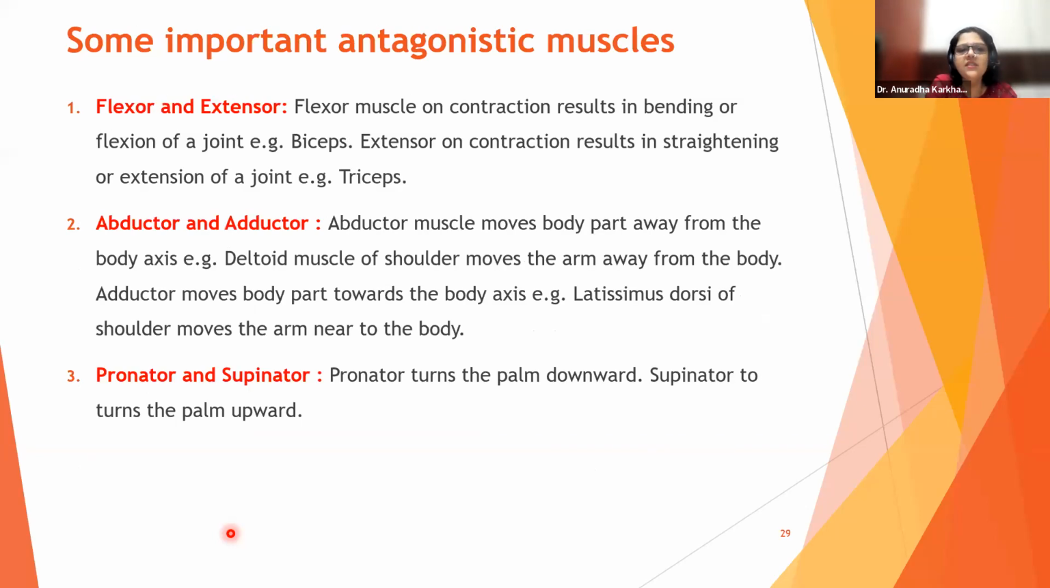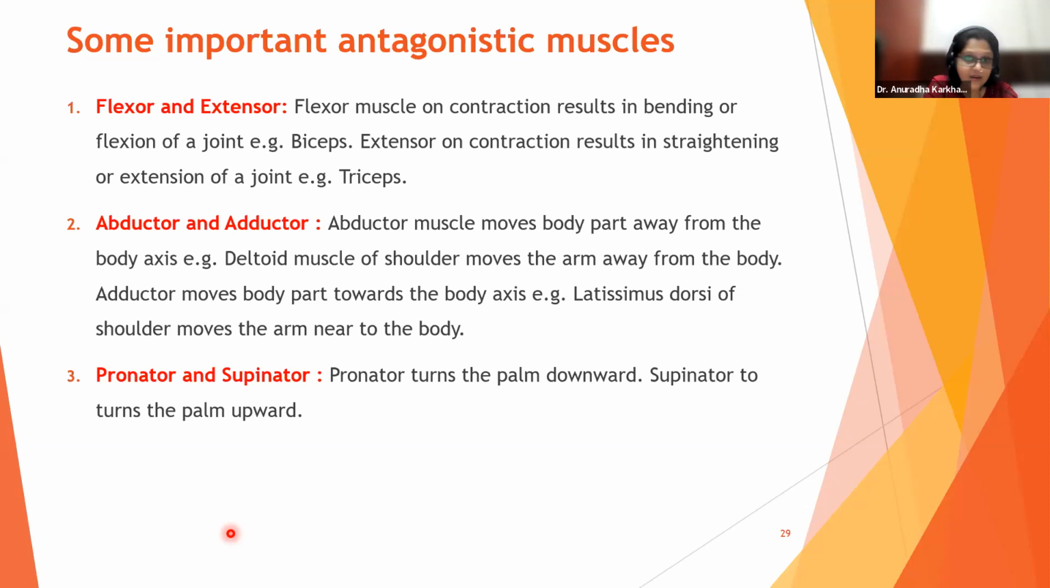Some important antagonistic muscles. First, flexor extension. Flexion muscles on contraction results in bending or flexion of joint. Example, biceps. Extensors on contraction results in straightening or extension of a joint. Example, triceps. Okay. Body movement occurs on muscles, not on bone. Bones are just to give mechanical support. But extension, flexion is everything because of muscles.